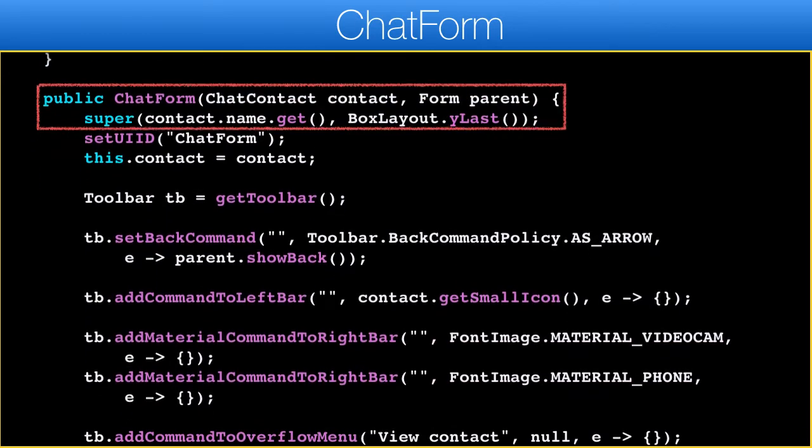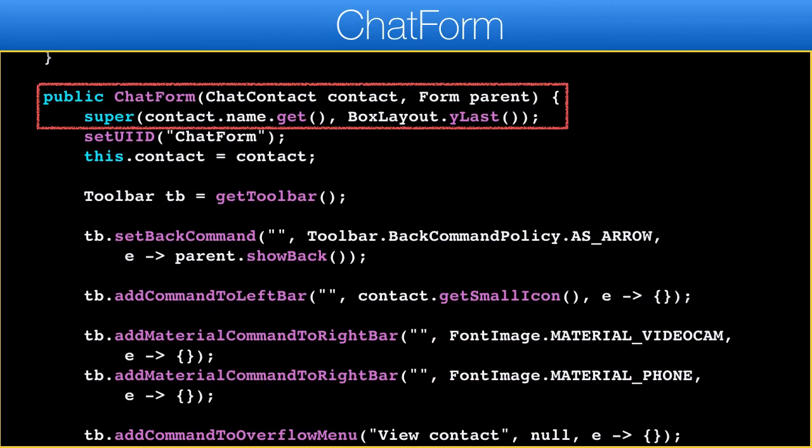The chat form uses the Y last box layout. This is a special type of box layout Y where the last component is pushed to the bottom of the form. So here we will use that position for the text field. Historically, I used to build apps like this with border layout and place the text field in the south. Both approaches are good with different trade-offs for each.